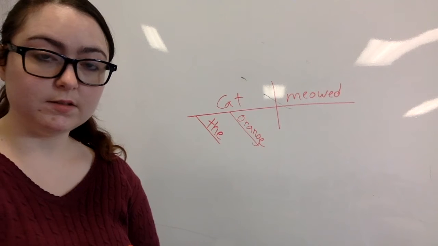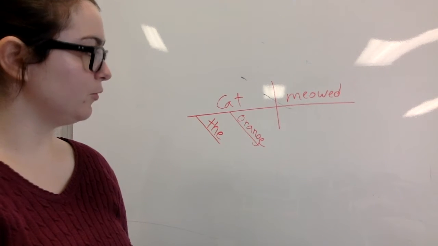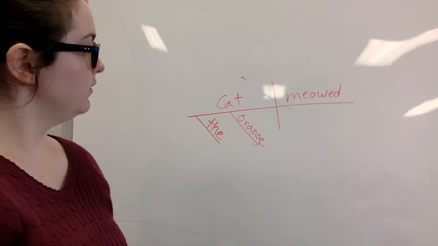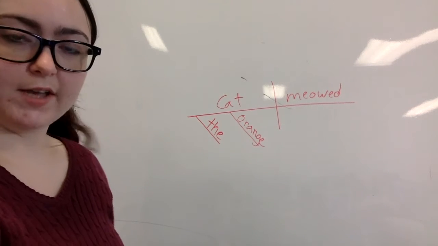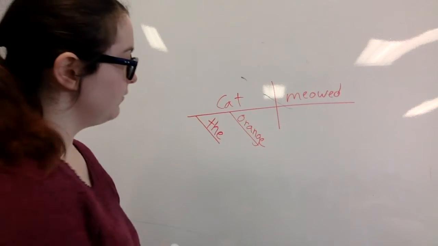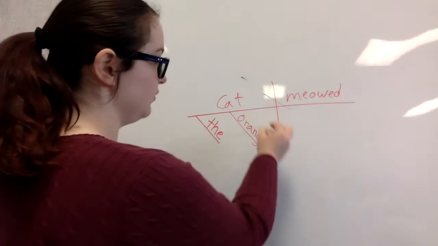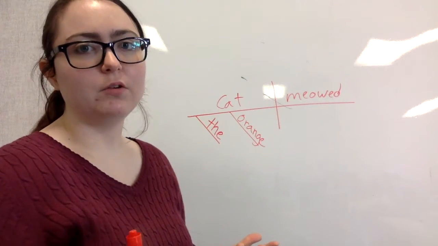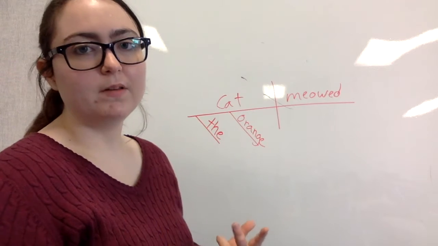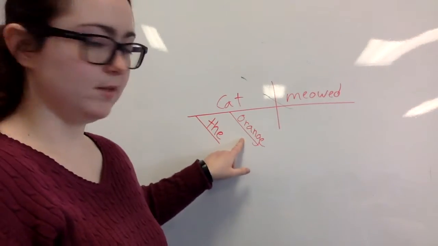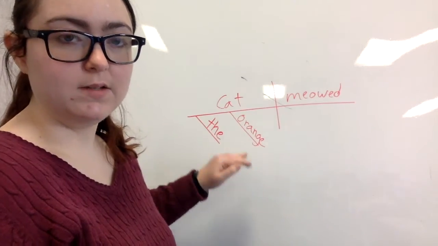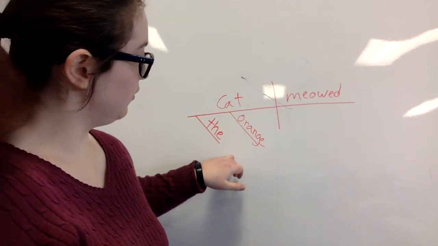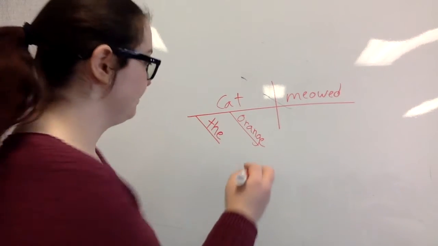Alright, so next, what if we want to describe how orange the cat was? Let's say we have the bright orange cat meowed. You might want to say, oh, bright is describing cat, but that's different. If we say bright to describe the cat, then you're probably saying the cat is very smart. But in this case, we want bright to describe how orange it is. So in this case, bright is acting as an adverb modifying orange. So bright would go underneath orange on a diagonal line.